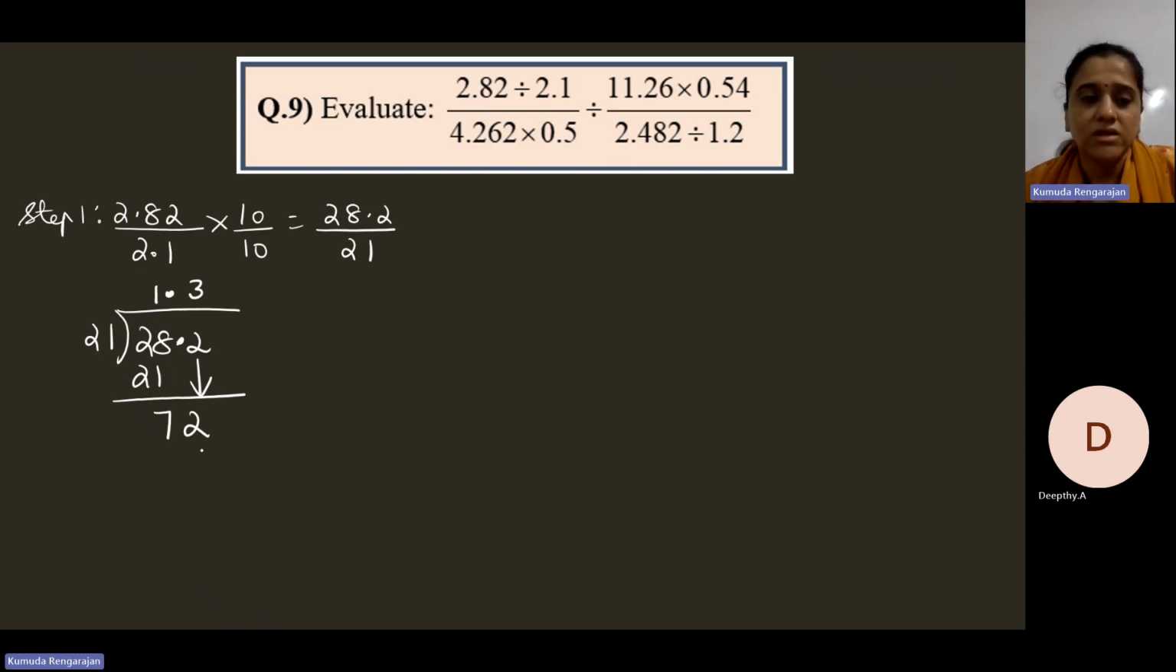3 times. 63. What's the remainder? 9. Now you can add a 0, right? In every stage you can add a 0. Continue.